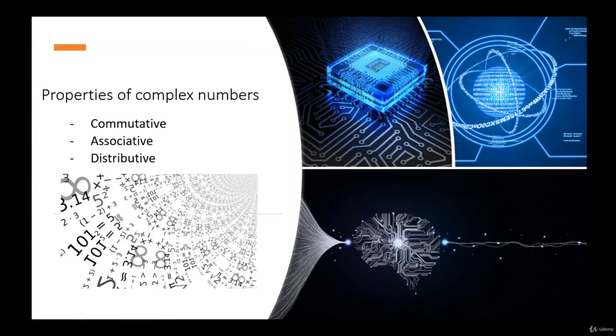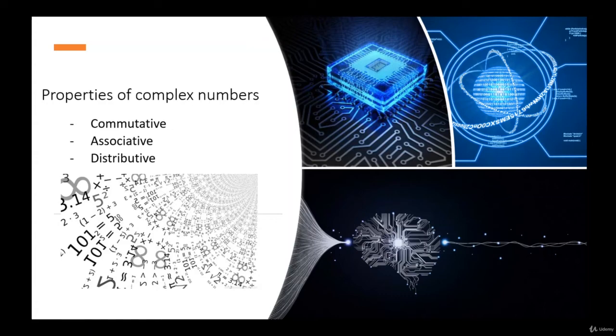The second one would be associative. Basically, a complex number is associative, and that means that we can group the terms how we want. It will not change the result. It looks like the first one, so it's a bit like being commutative, but it's a bit different because instead of changing one number's place, we are talking about a group of numbers.